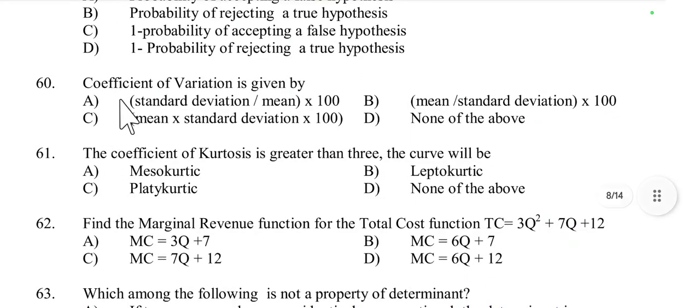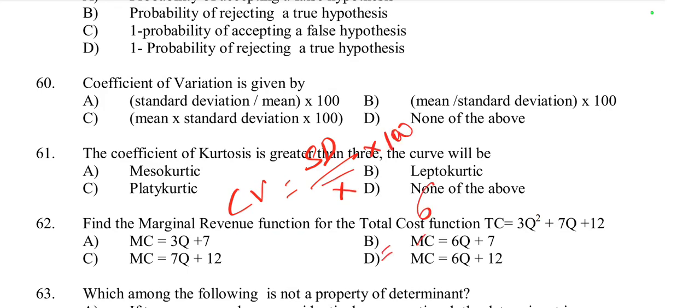Then question 60, coefficient of variation is given by, the formula for CV, coefficient of variation, we know that it is standard deviation by mean into 100, or we can say sigma by mean into 100.